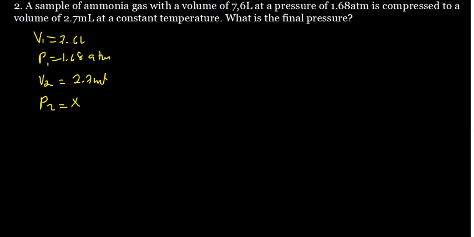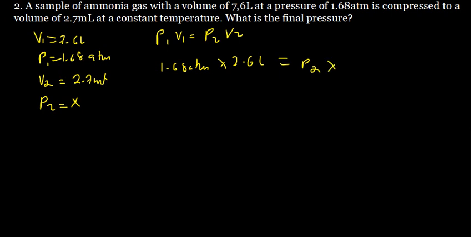What equation can we use relating volume and pressure? This is Boyle's law. So P1 V1 is going to be equal to P2 V2. So P1 is 1.68 atm, V1 is 7.6 liters. That is going to be equal to P2, which we don't know, multiplied by V2. Now you can see that V2 has been given as 2.7 milliliters. So we have to convert the milliliters to the right unit. In the same unit as the other one, it should be in liters. So we're going to say 2.7 milliliters.